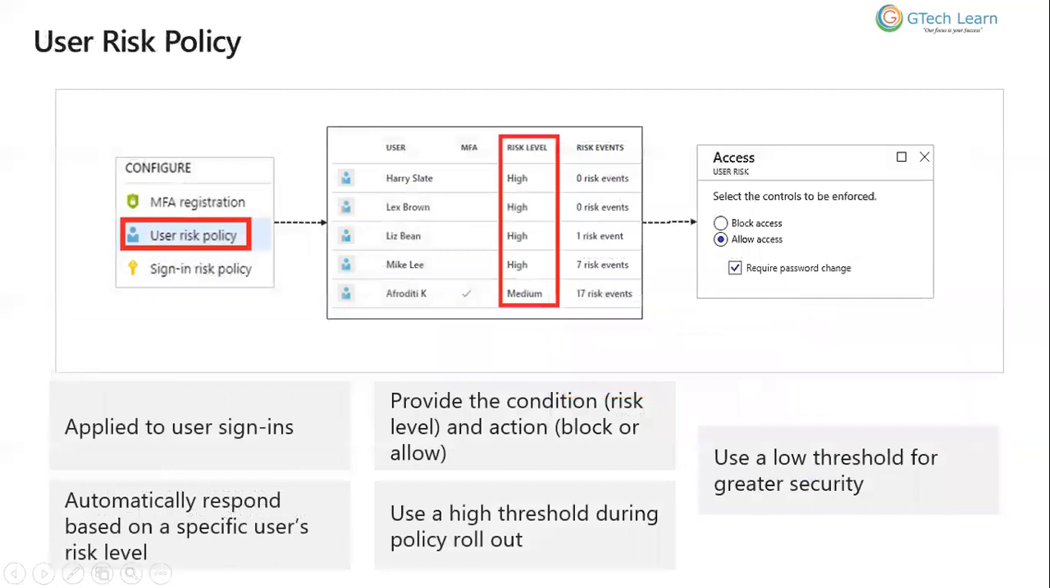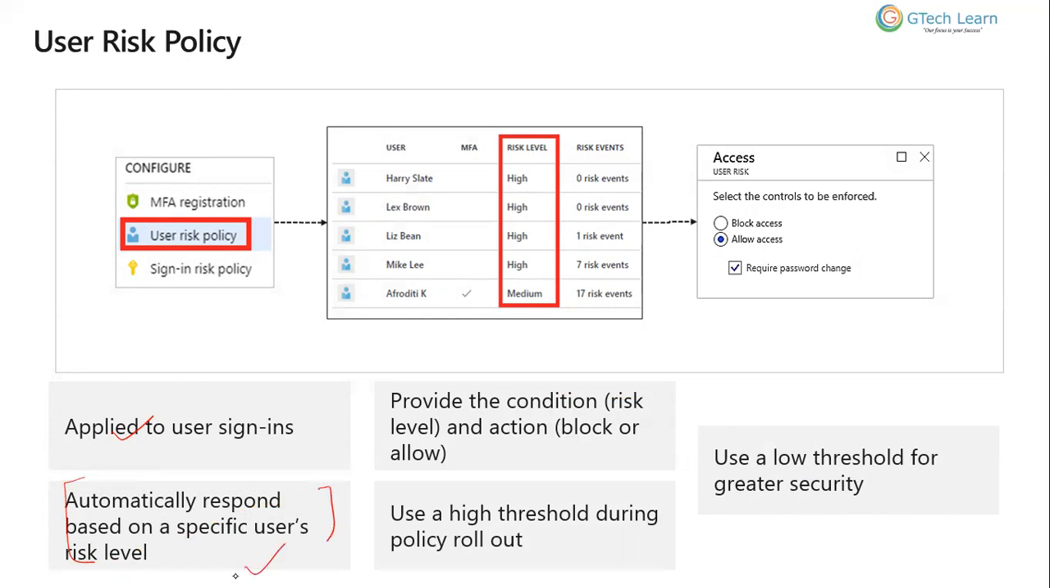Then, if I'm talking about the user risk and the sign-in risk policies, that is the important part when we are talking about Identity Protection. If I'm talking about the first one, in this slide you can also see the user risk policy. That is the policy that is going to be applied to the user sign-in, and it will automatically respond based on the specific user risk level.